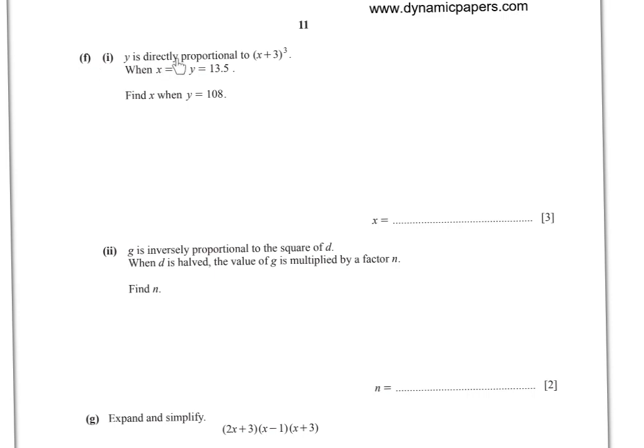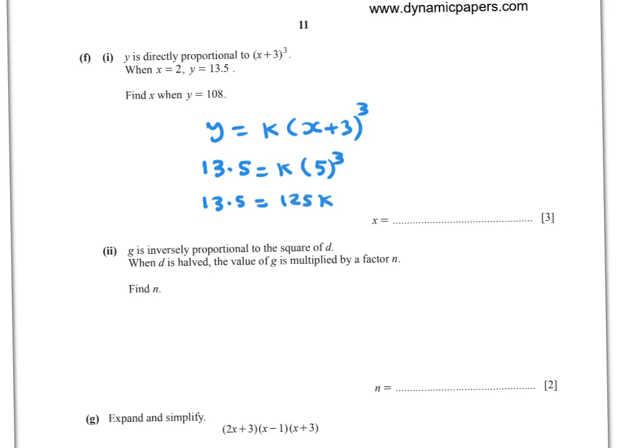F, y is directly proportional to x plus 3 cubed. When x equals 2, y equals 13.5, find x when y equals 108. This is directly proportional. So y equals k into x plus 3 cubed. To find k, put x equals 2 and y equals 13.5. So 13.5 equals k into, x equals 2, so 2 plus 3, 5, so 5 power 3.